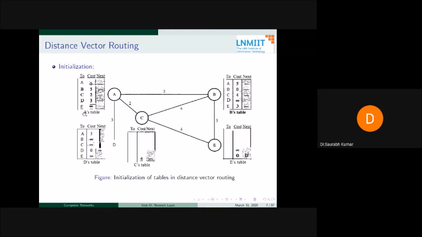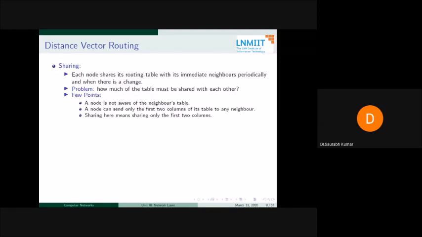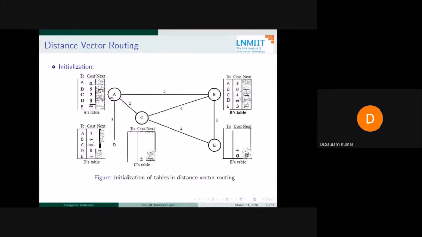Second is the sharing. Initially each and every node knows the distance from immediate neighbors. You can see each and every node knows the distance from immediate neighbors. Because I have taken the screenshot, this is empty. It is not a very big deal. Like these routing tables are created, you can understand and you can create C's routing table.